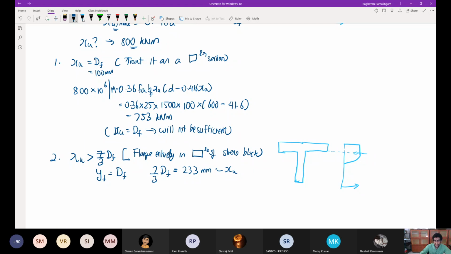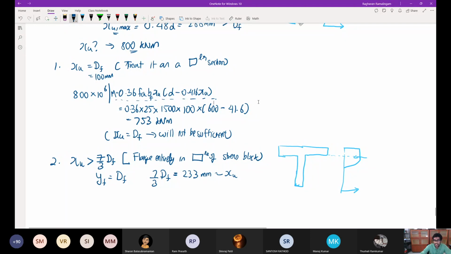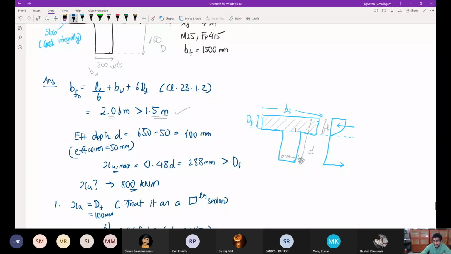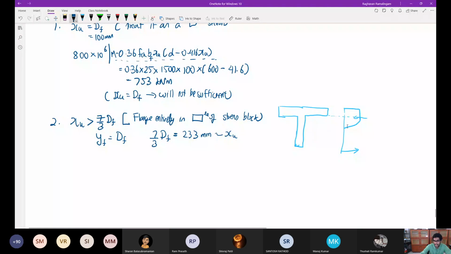Only thing is, previously you were able to use this formula because you were able to take that the entire beam is actually like a rectangle. But now this neutral axis has come below over here. So you do not have just a rectangle to worry about, you have two things to worry about. So you'll have a slightly bigger formula to find the moment.